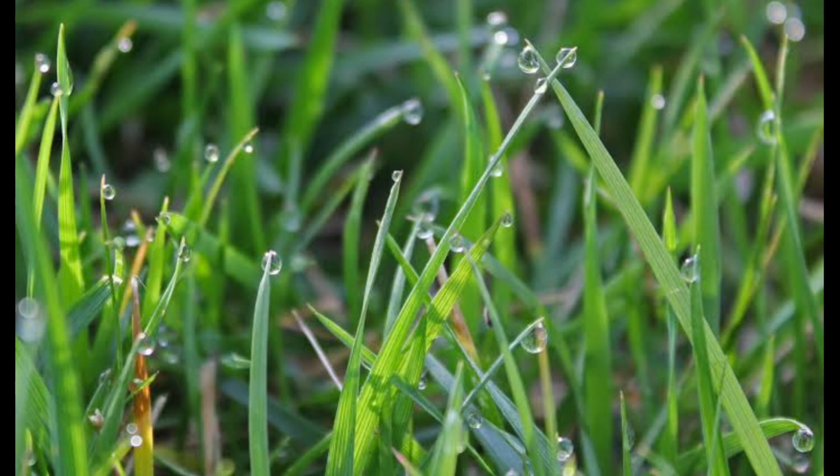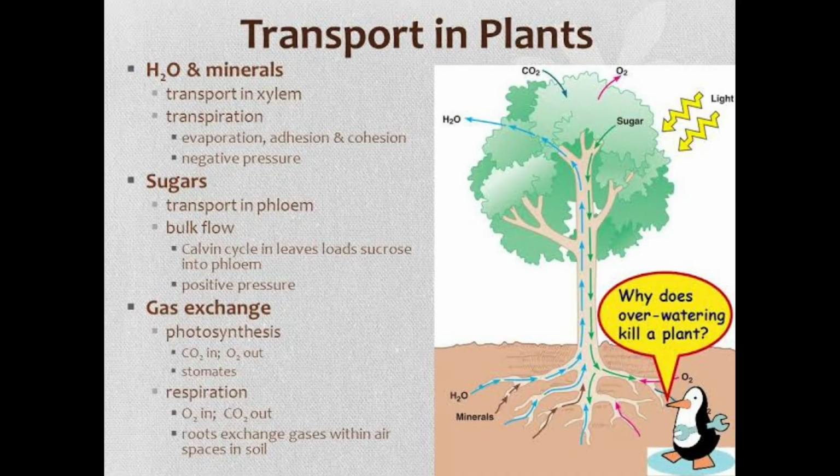Guttation is nothing but loss of water in the form of droplets from the blades of grass, normally seen in Poaceae members in the winter morning session. And then root pressure, transpiration, guttation, all of these help in the movement of water from soil to the tip of the plant.